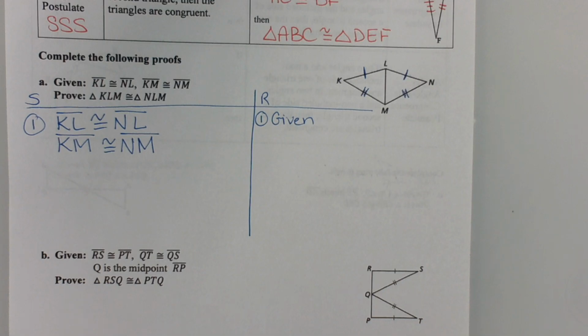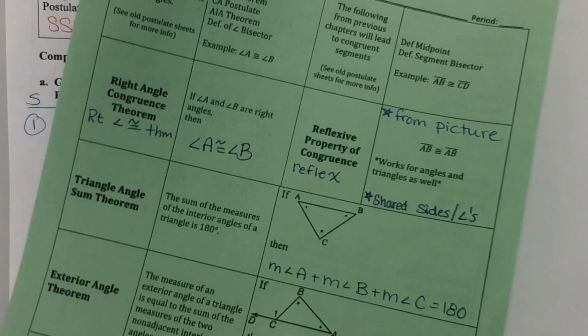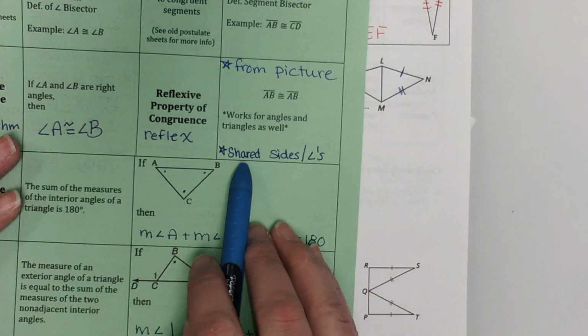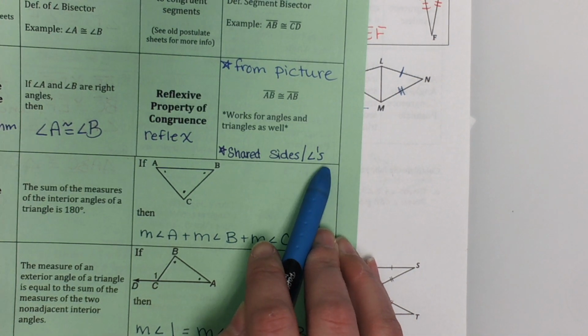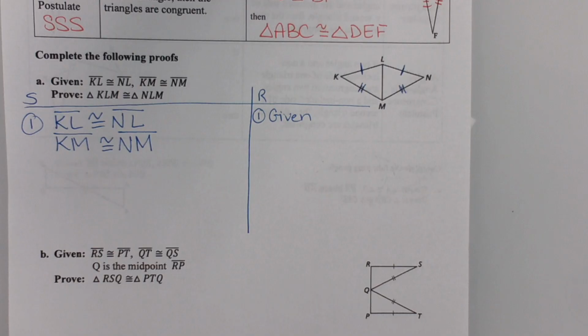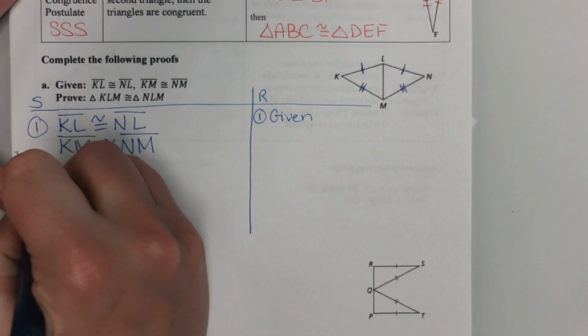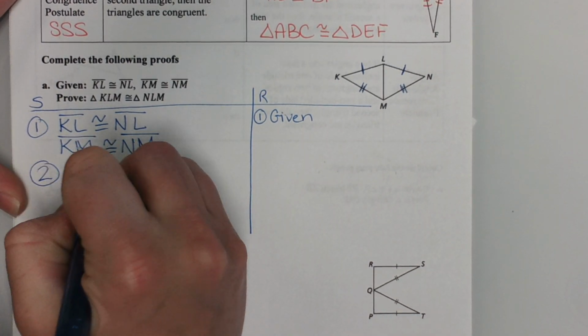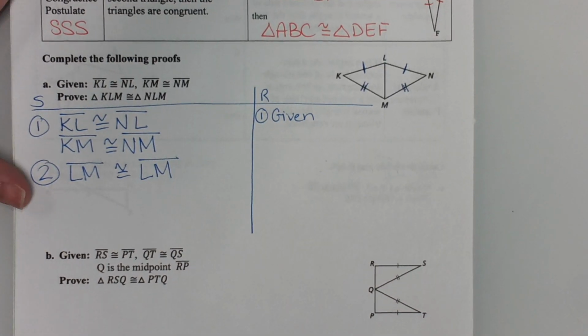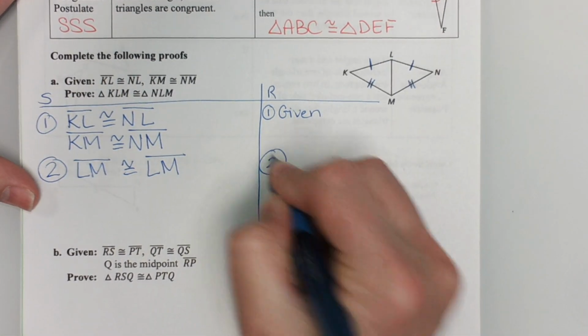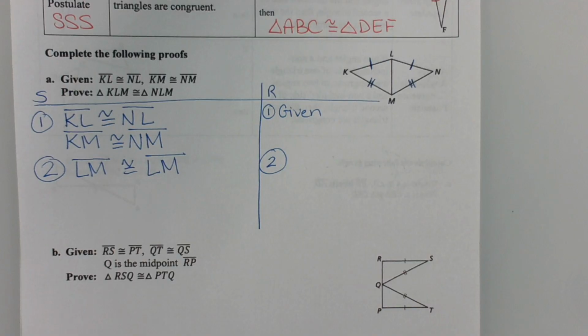What does reflexive property look like? In a picture, it looks like the triangles have a shared side or angle. Do the 2 triangles overlap on a side or an angle? Yes. What's the name of that side? LM. LM is congruent to LM. Something is congruent to itself via the reflexive property.